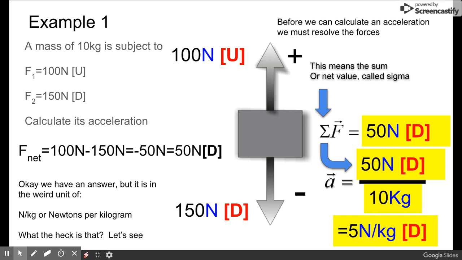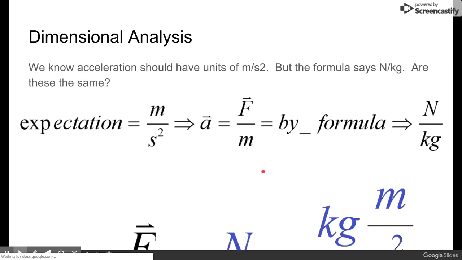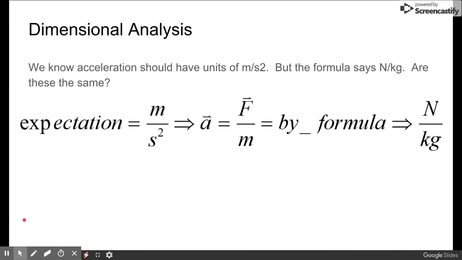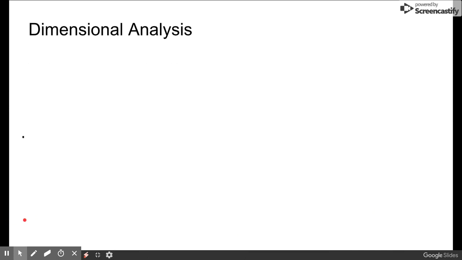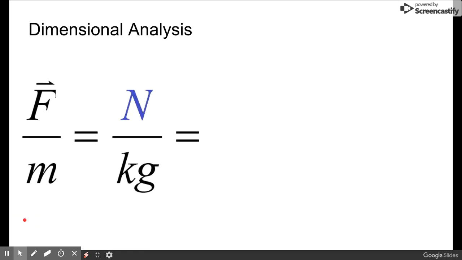Acceleration is supposed to be in meters per second squared. Ah, yes, grasshopper, you shall see how it is in fact the same thing. Let's move on. Here's what our expectation is. When we calculate acceleration, we were expecting to see units of meters per second squared. Instead, the formula gave us newtons per kilogram. Are these the same thing? Let's do a trick called dimensional analysis. Okay, so I'm going to go ahead here and write F over m.